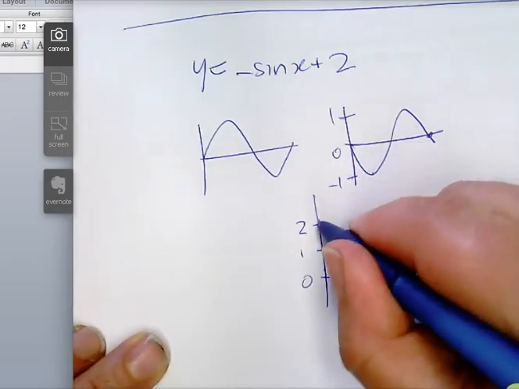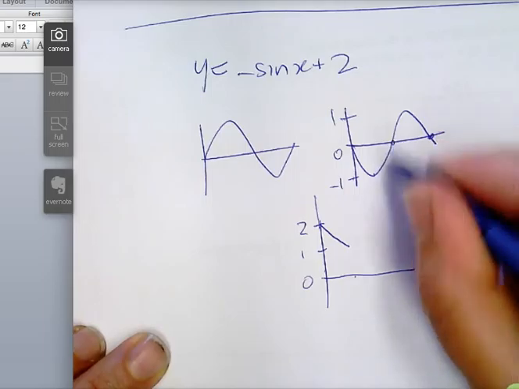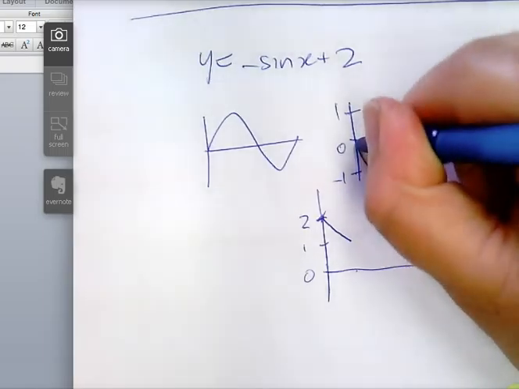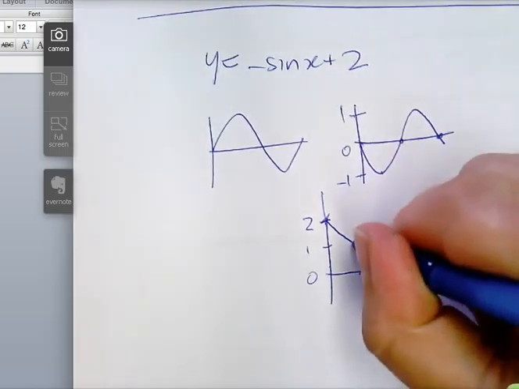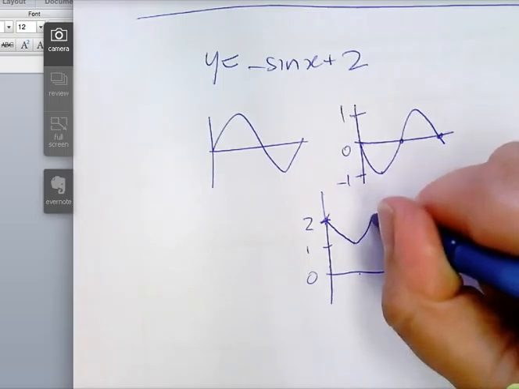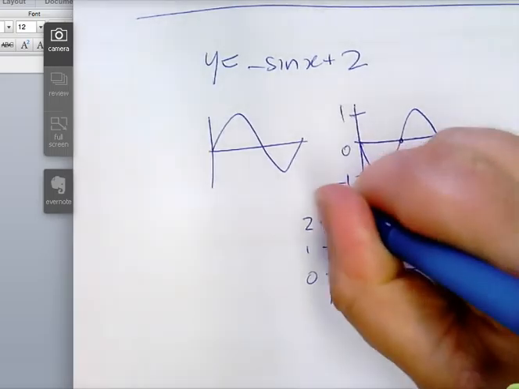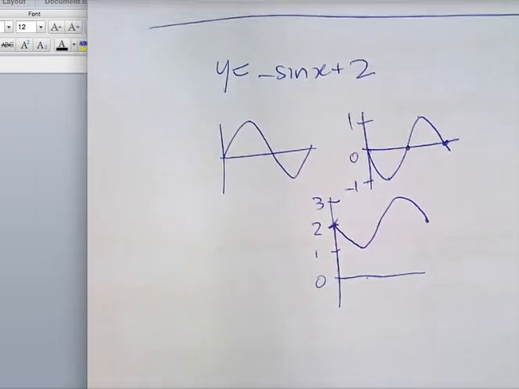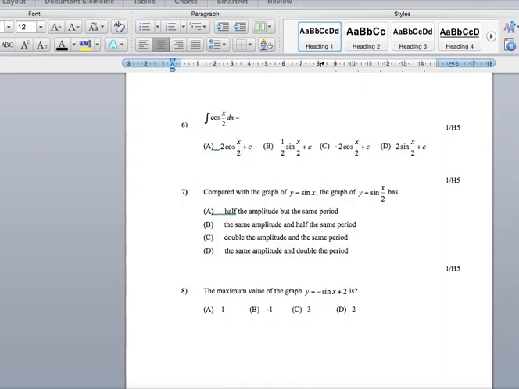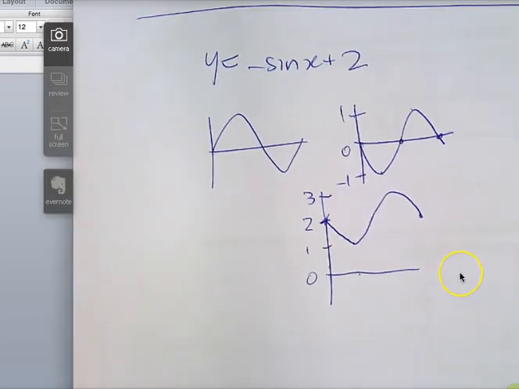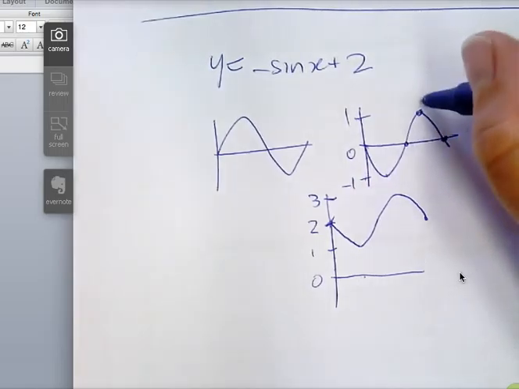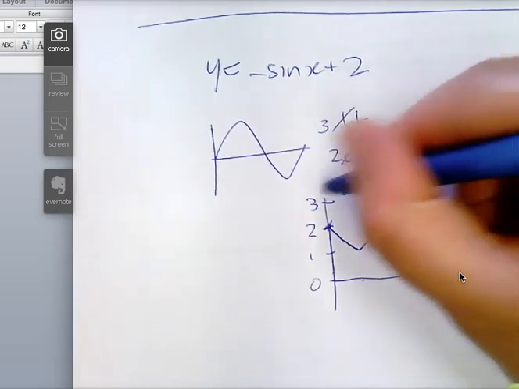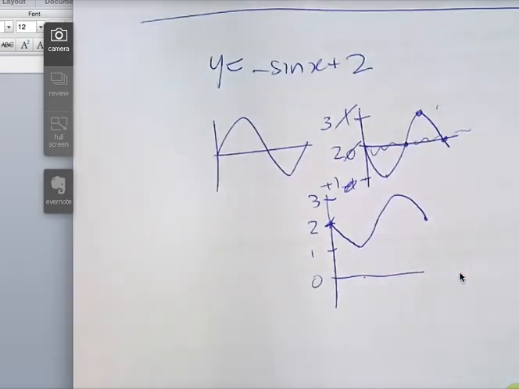Bringing it up 2: instead of 0, that's now 2. Instead of negative 1, that's now 1. Instead of 0, that's now 2. It goes like this. So the highest point will now be 3 instead of 1. Therefore the maximum value will be 3. Look, the maximum at the moment is 1, and if you move everything up 2, that's 3 now, that's 2 now, and that's positive 1. The maximum value is now 3.